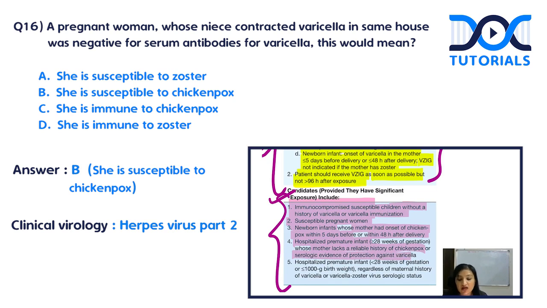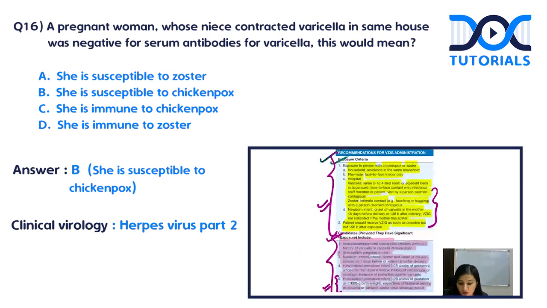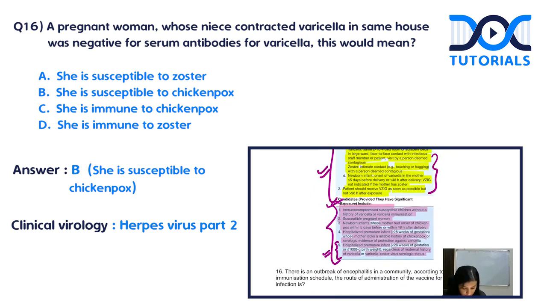मतलब कि मम्मी के पास सीरम में एंटीबॉडीज नहीं है, or the test for antibodies could not be done in the mother. Hospitalized premature infant, regardless of maternal history of varicella or varicella-zoster virus serological status. ठीक है, तो fifth point का मतलब ये है कि when you don't know the status of the mother, better to give a benefit of the doubt to the infant and give varicella-zoster immunoglobulin. So this table is very important.